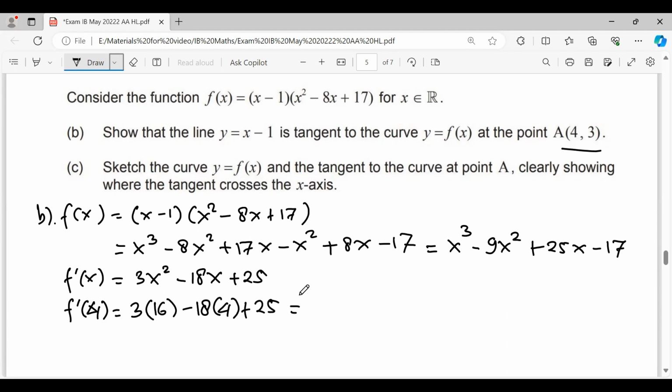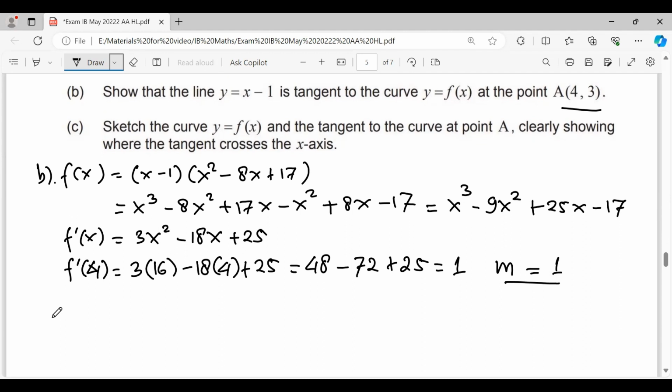equals, I'm going to calculate first with my calculator, it will be 48 minus 72 plus 25, it is 1. So it means m, or the gradient, equals 1.